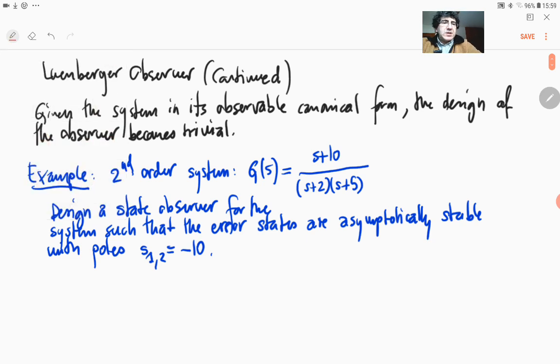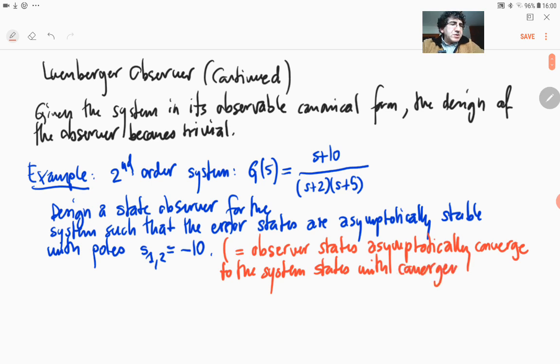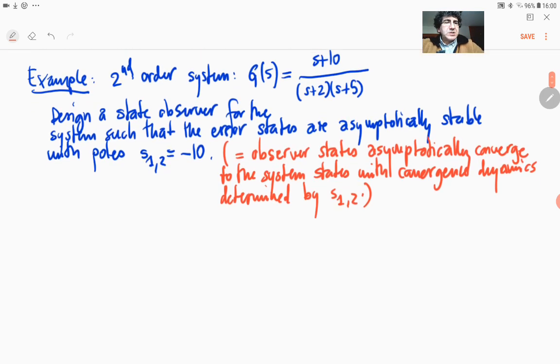If the error states are asymptotically stable, that means that observer states asymptotically converge to the system states, with convergence dynamic determined by S1 and 2. Okay, so the given poles actually determine what's going to be the dynamics of this convergence.